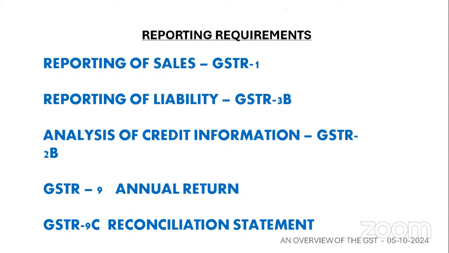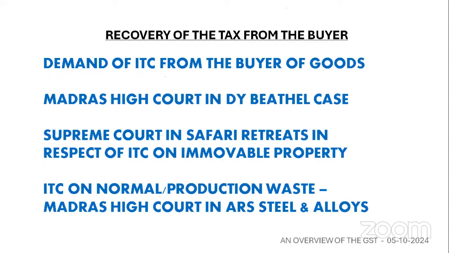And also, once in a year, every dealer has to file one annual return if his turnover is more than 2 crore rupees in a year, and also 9C if his turnover is more than 5 crore rupees in a year. These are the very common, very popular reporting requirements. Apart from that, so many other requirements are to be done on a need basis.